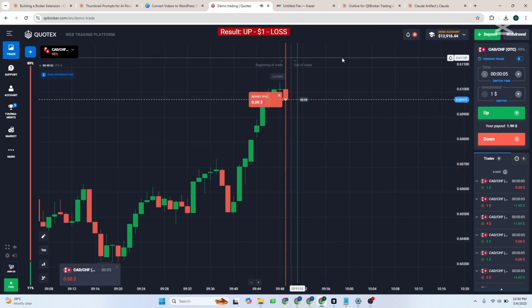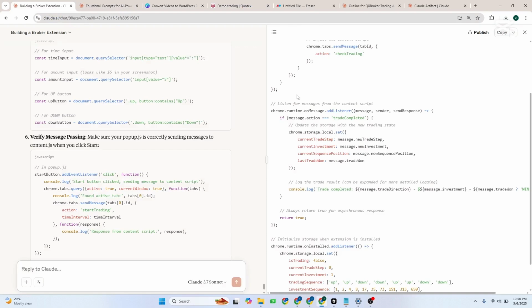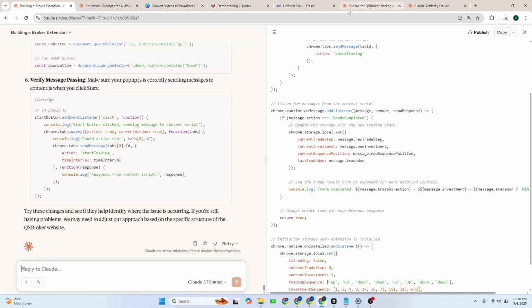Okay, so I have stopped the port. I will go to this file, I think. So this is the extension file, and I can show you how it works.